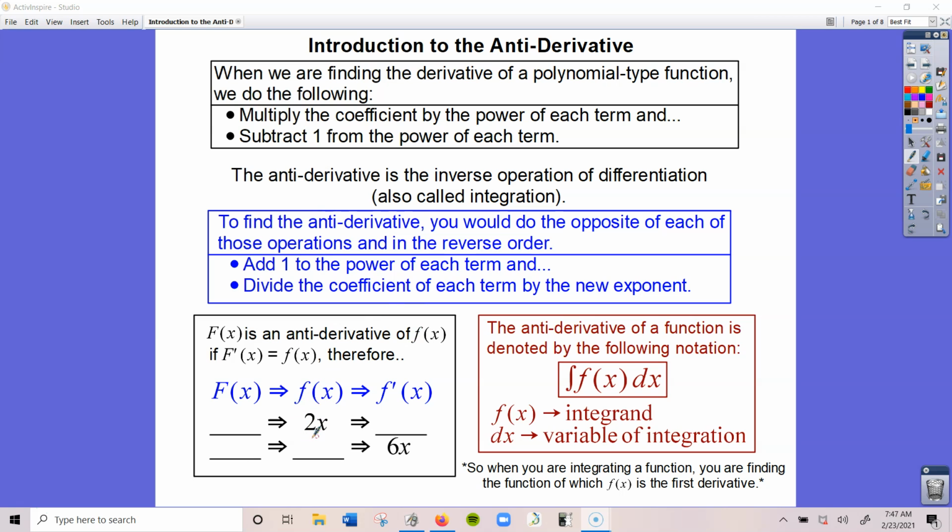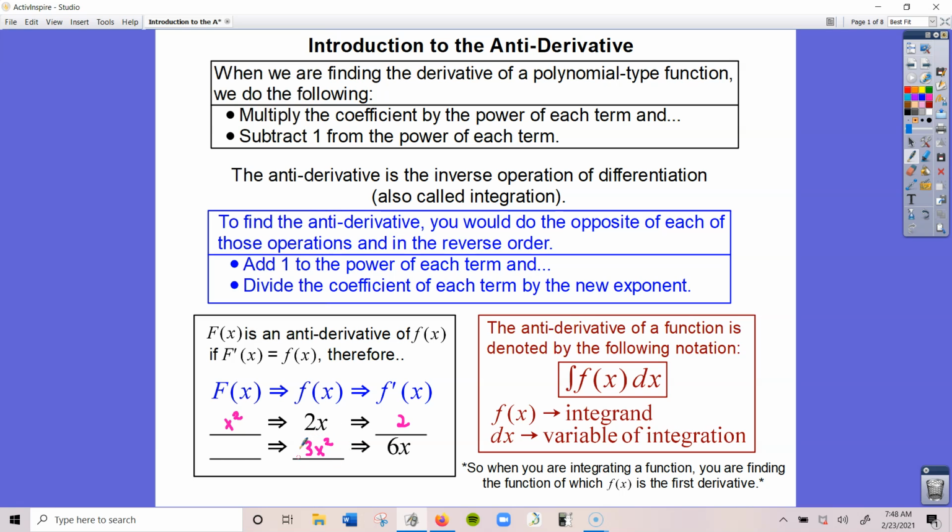So if we have 2x, which is our function, if we integrate that, then we would have to add 1 to the exponent, so that would be 2, and then divide by 2, so that would give us x squared. And think about it, if you were to differentiate x squared, you get 2x. And then the derivative of 2x is 2. So if we're starting with 6x, then we would have to add 1 to the exponent, so 6x squared, and then divide by that new exponent, giving us 3x squared.